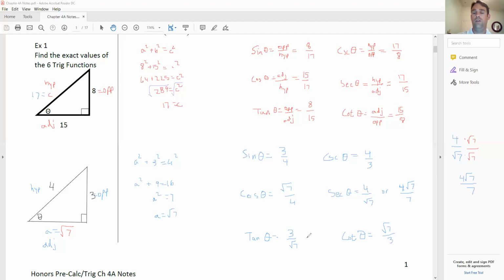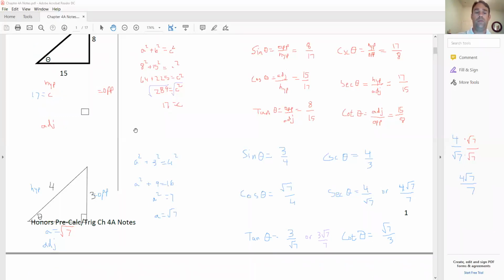And again, I know there's somebody in the class that's going to say, wait a second, I'm just not okay. That's fine. You can go ahead and multiply top and bottom by a radical if you want to. Just realize you don't have to. Okay, leave it alone. All right, so let's keep going here a little bit.